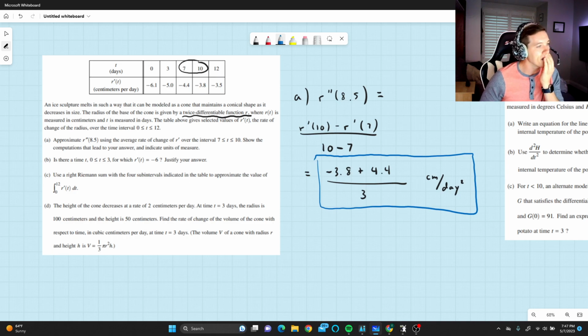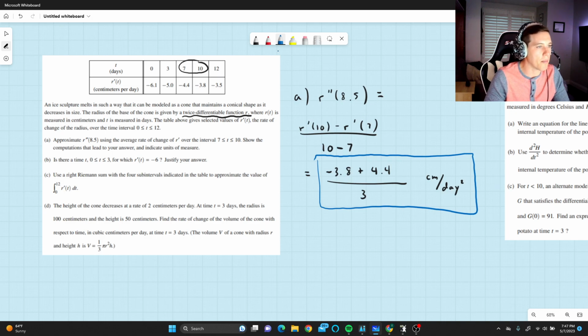That's it. I didn't ask you to interpret it, but remember the way you'd interpret it: this value is going to end up being positive. So you'd say the rate of change of the radius is increasing because it's positive. You always have to use increasing or decreasing. You wouldn't say the radius is increasing, because this is the second derivative. You would say the rate of change of the radius is increasing at a rate of this, approximately, at t equals 8.5.